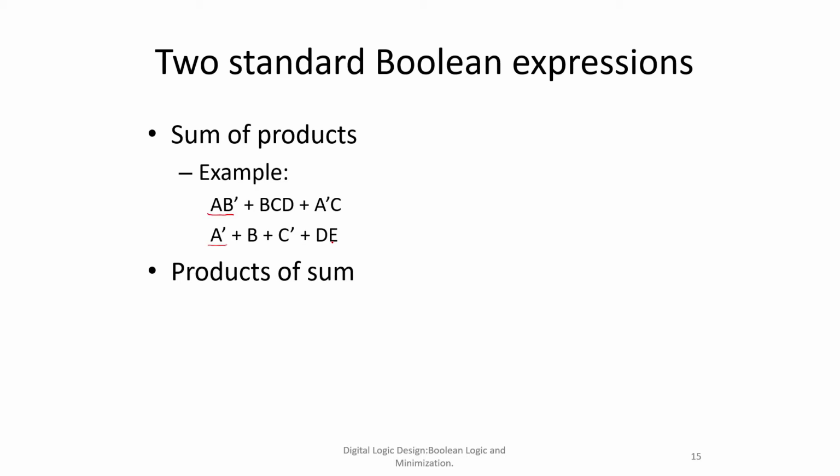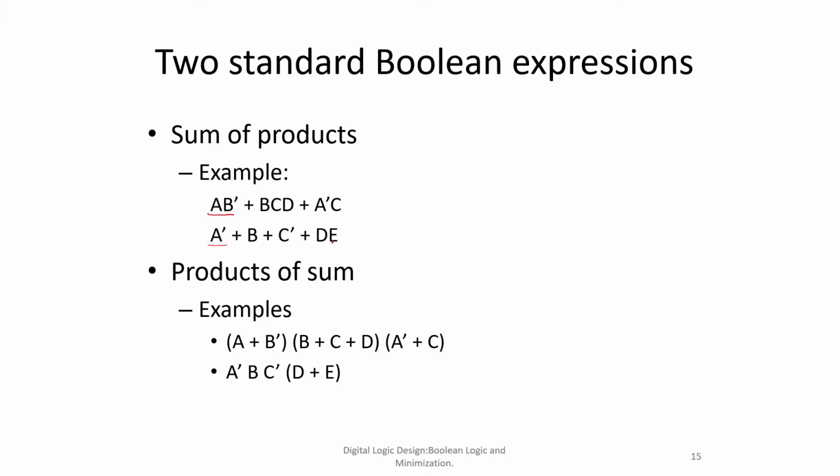The other form of standard expression is called product of sum expression. We can take a couple of examples. Again you will see that this a dash plus b dash will form one term because this is a sum of two literals. Similarly, this is a sum of three literals, so this will form one term, and if we are taking the product of these sums, this is called product of sum.